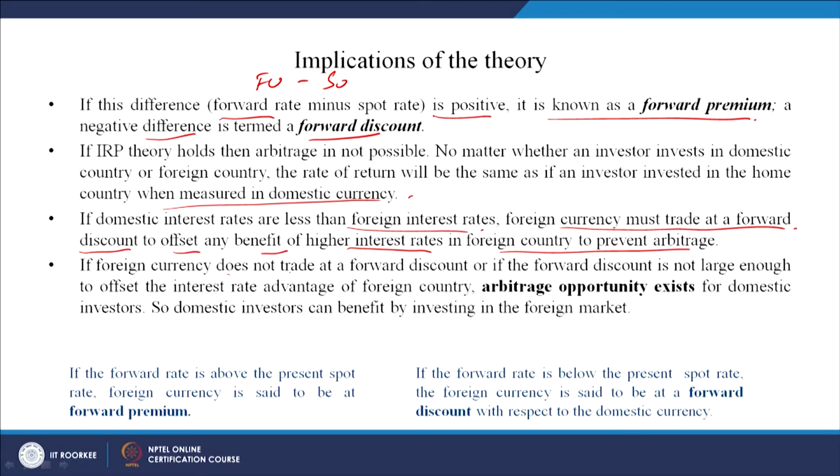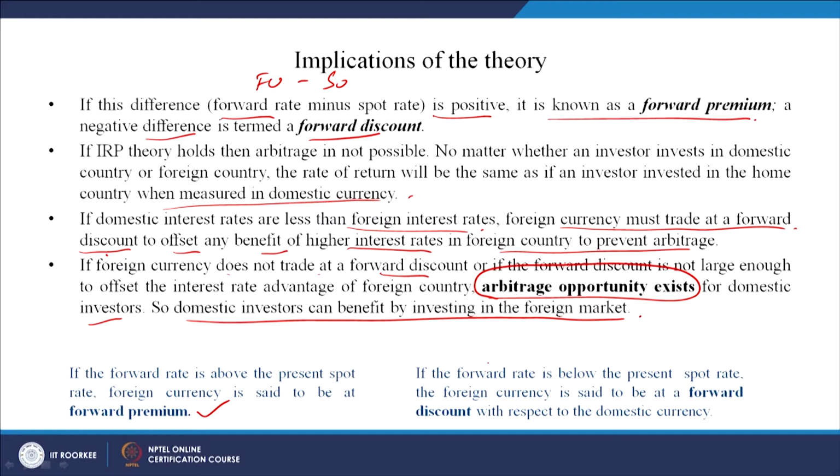If foreign currency does not trade at a forward discount, or if the forward discount is not large enough to offset the interest rate advantage, an arbitrage opportunity would exist for domestic investors. So, domestic investors can benefit by investing in the foreign market in that condition. If the forward rate is above the present spot rate, foreign currency is said to be at a forward premium, as we have said.